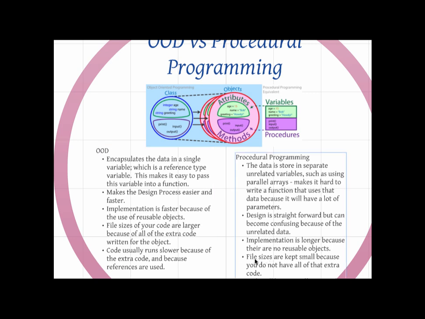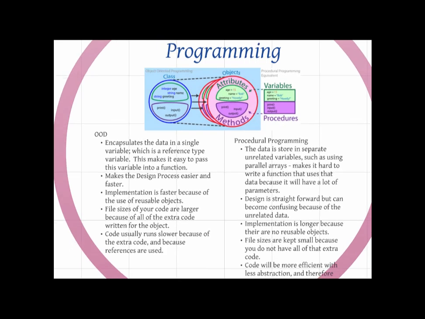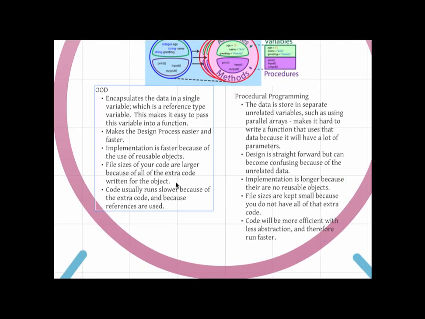Whereas in procedural programming, file sizes are kept small because you don't have all of the extra code. And lastly, in OOP or OOD, code usually runs slower because of the extra code and because references are used. Whereas in procedural programming, you get to have the most efficient code with less abstraction. So if you minimize your abstraction, you get closer to the hardware and your code becomes more efficient when it runs on the computer.